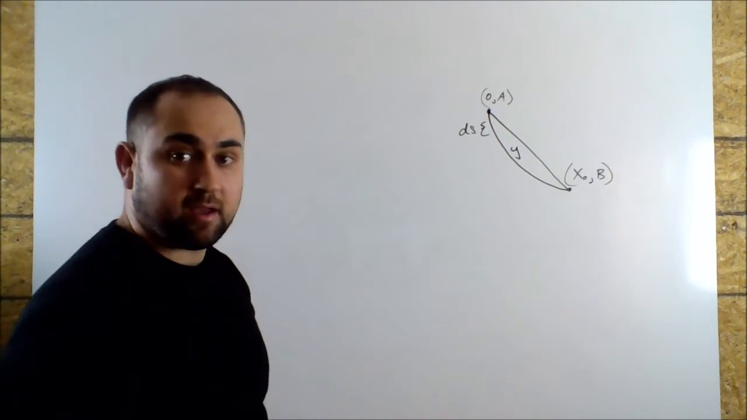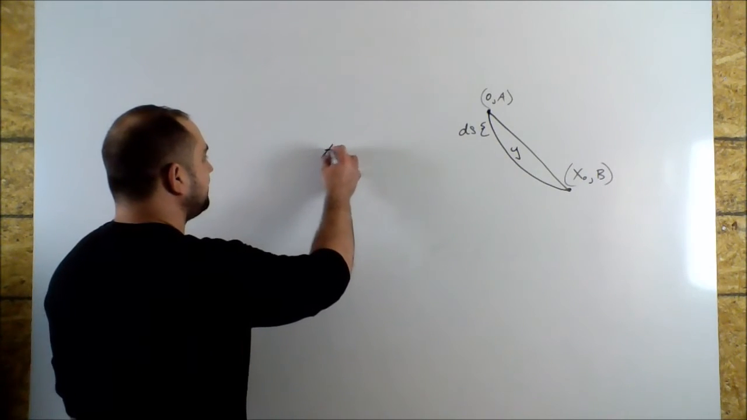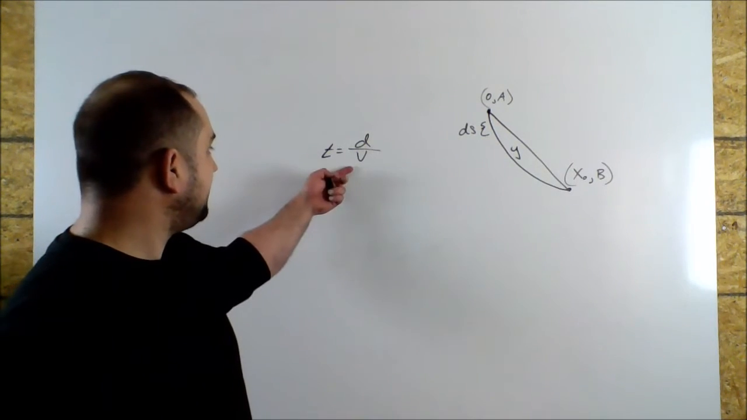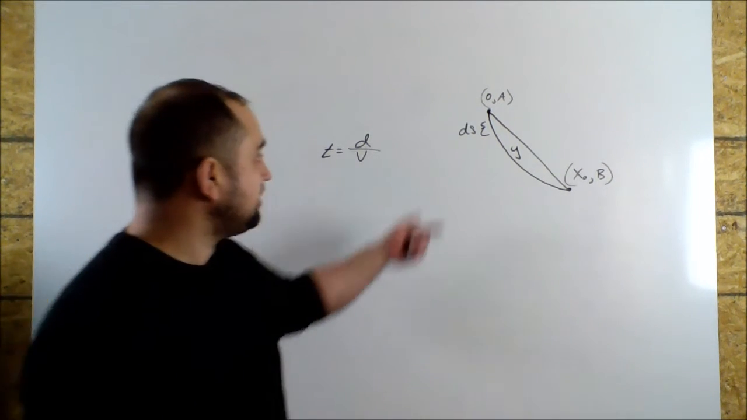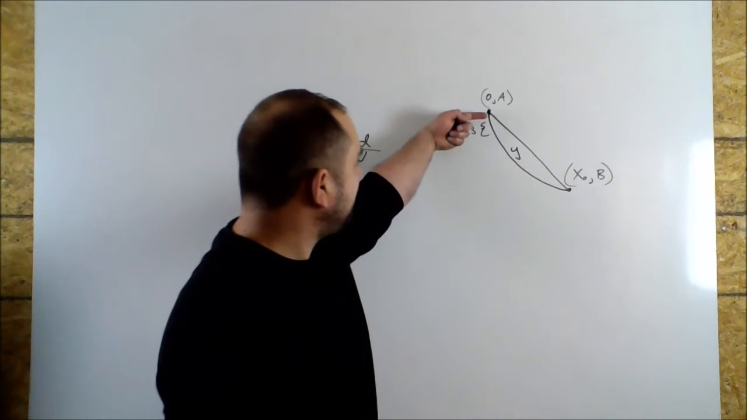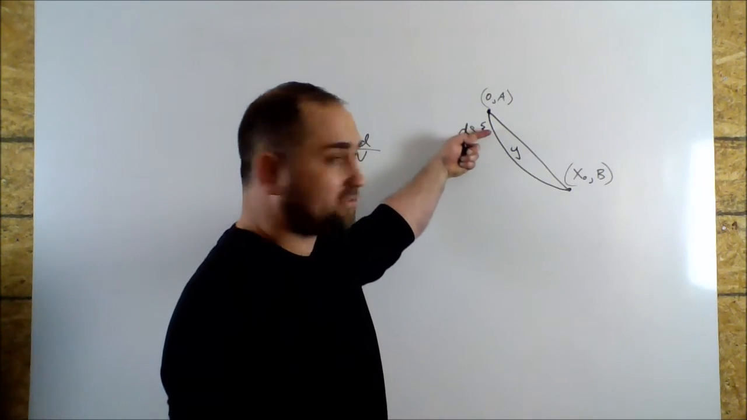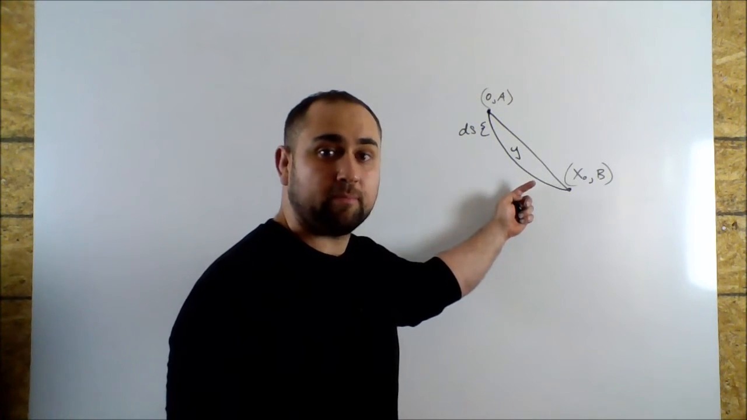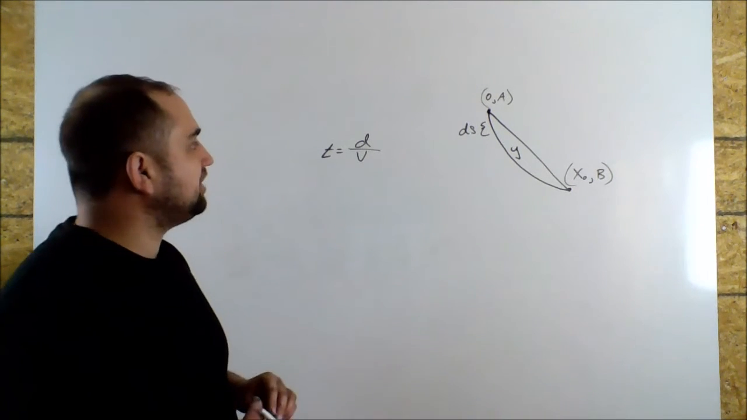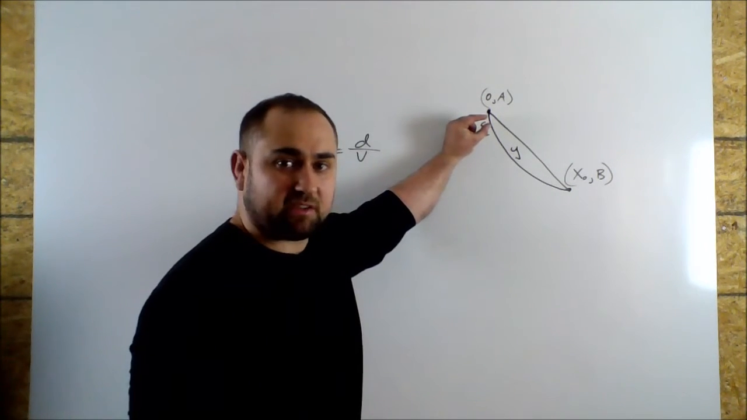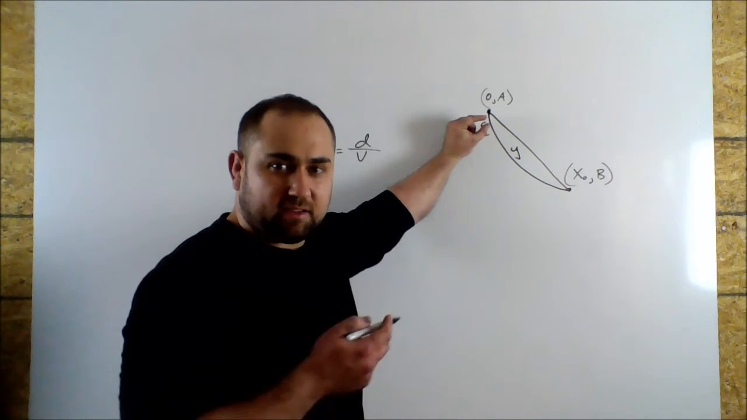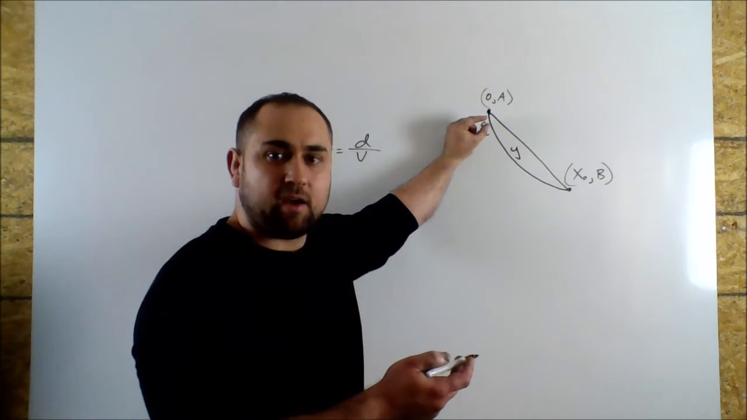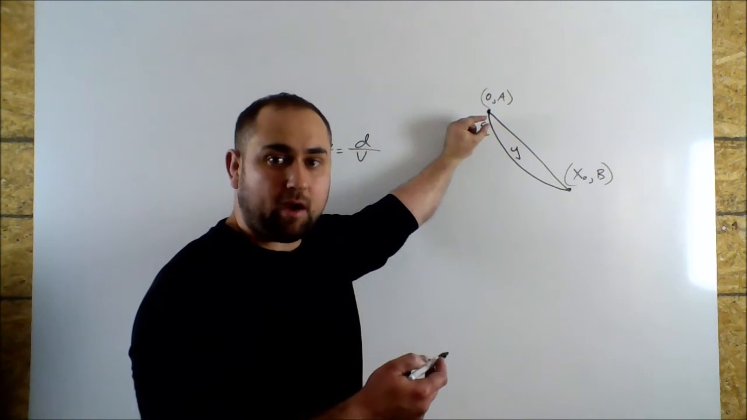Now we know from algebra that the time of travel is simply the distance divided by velocity. But what happens when your velocity is constantly changing, which is the case in our example? The velocity here is different than the velocity here, which is different than the velocity here, which is different than the velocity here. So in this case, we have to take an infinitesimal arc length and divide it by the average velocity over that infinitesimal arc length. And that's going to give us an infinitesimal time.